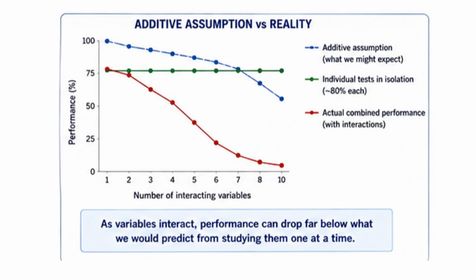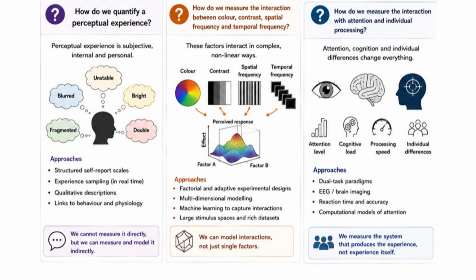Then we reach perception and qualia. There is an even more fundamental problem. What if what we are trying to understand is what it is like to see something? A person may report that text appears blurred. Another may report that it moves. Another may experience it as unstable, distorted, doubled, fragmented or unusually bright.